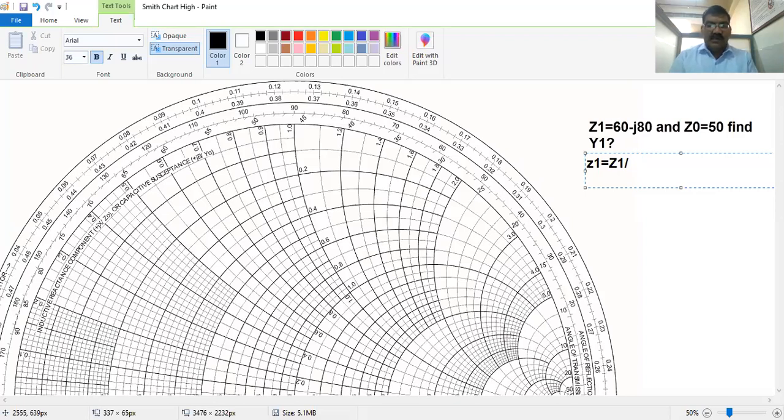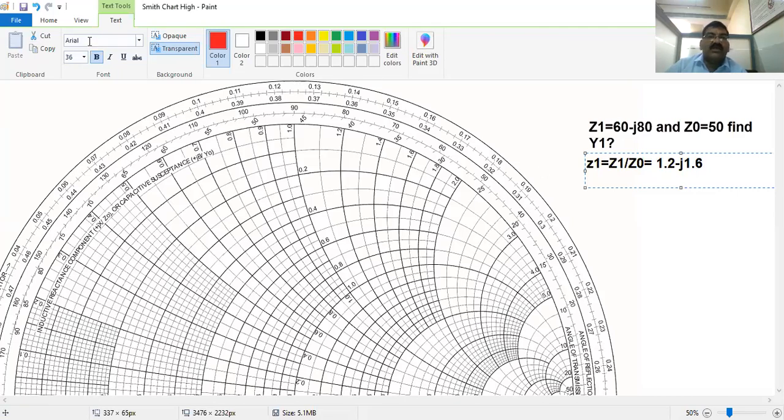So you can do it. 60 by 50, so it is 1.2, and minus j1.6. Okay, this is what your small z1. Now, what is the first thing that we have to do? We have to plot this. So you plot this small z1 on the Smith chart and then convert it to the admittance. Okay. So plot this.